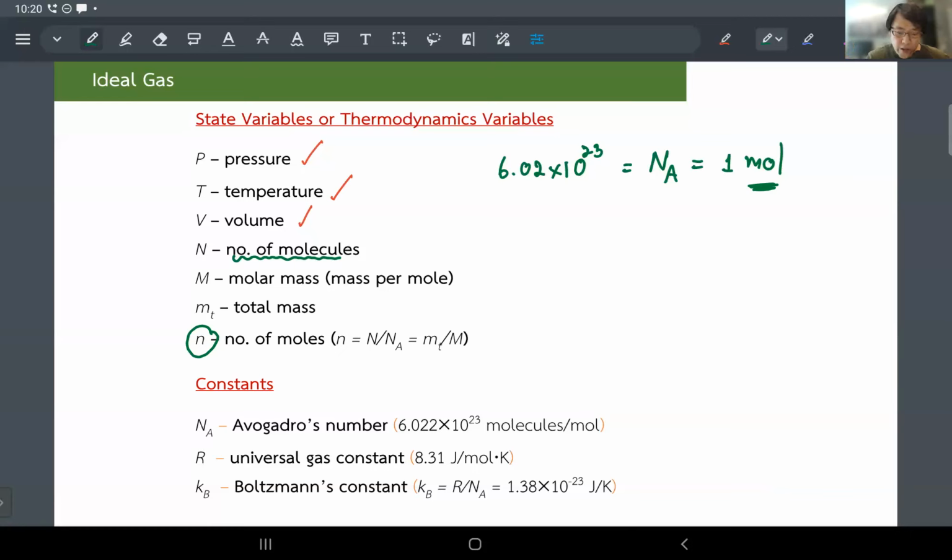All right, so we use capital N for the number of molecules or atoms, and small n for the number of moles. The conversion between capital N and small n is easy. If you want the number of moles of your gaseous system, you just take the total number of atoms or molecules and divide it by Avogadro's number. That's an easy relationship. All right, cool.